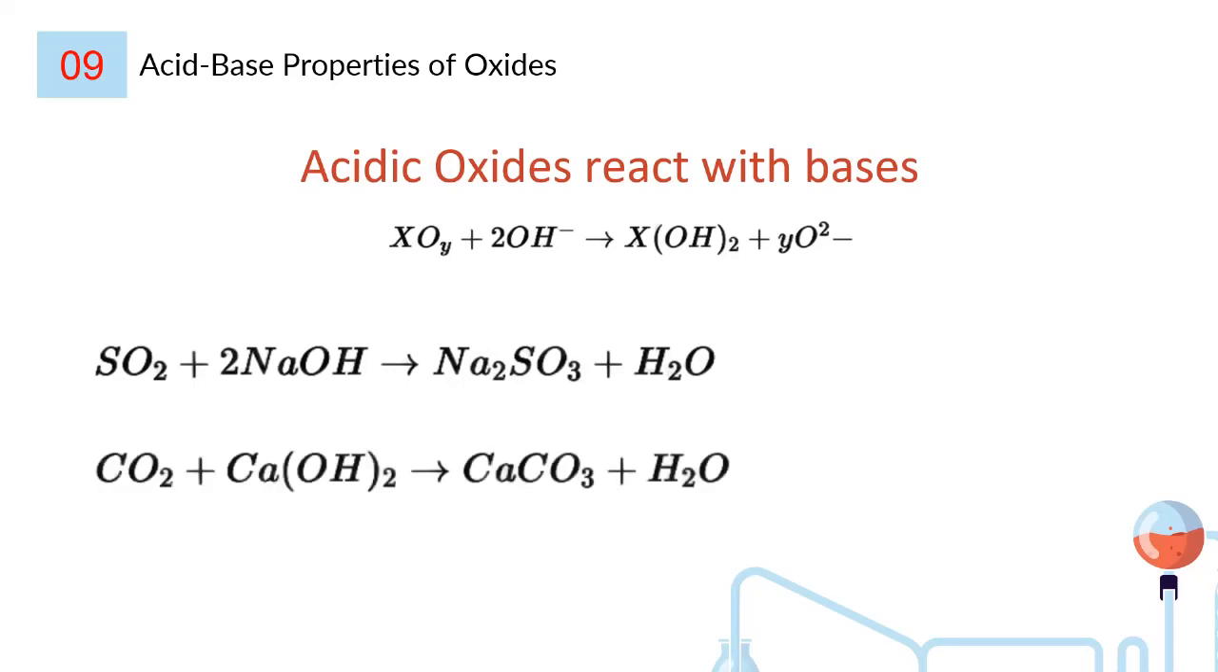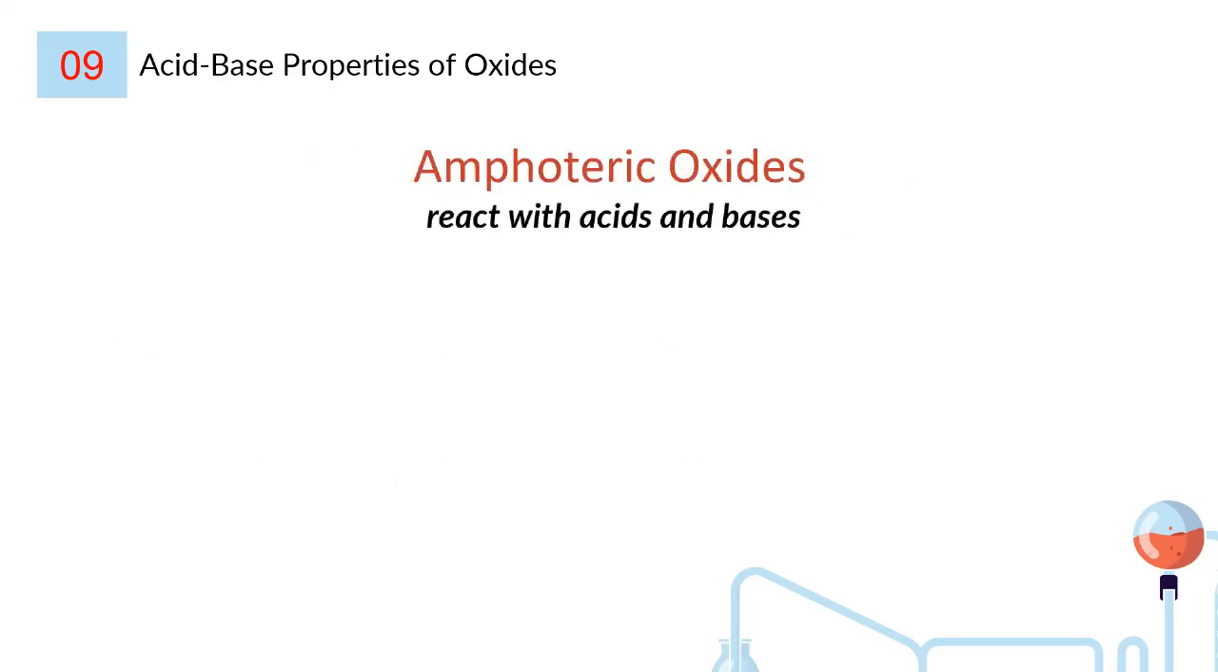This reaction yields calcium carbonate, also known as limestone, and water. Amphoteric oxides can also behave as both acids and bases depending on the conditions. They can react with both acids and bases to form salts. For instance, aluminum oxide can react with both acids and bases.